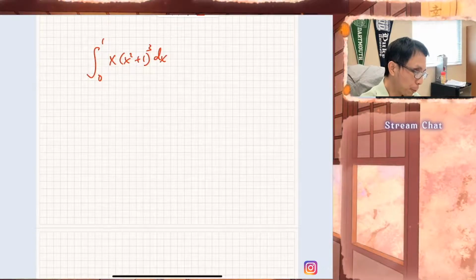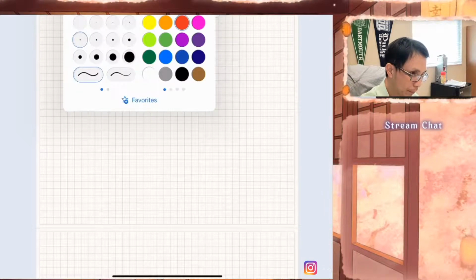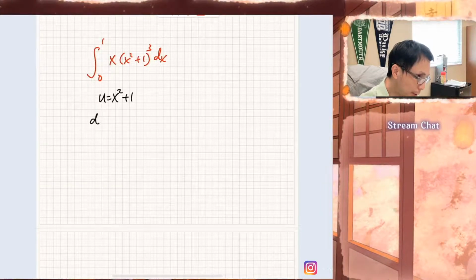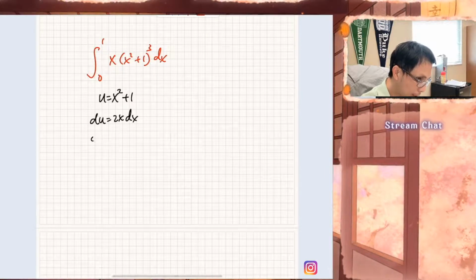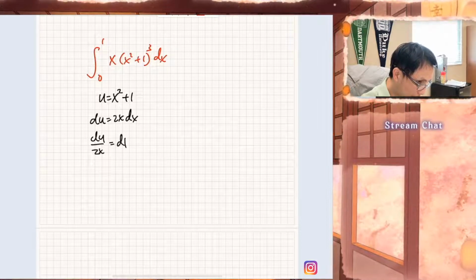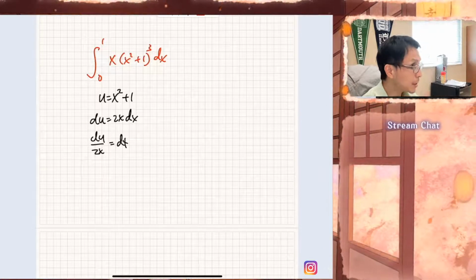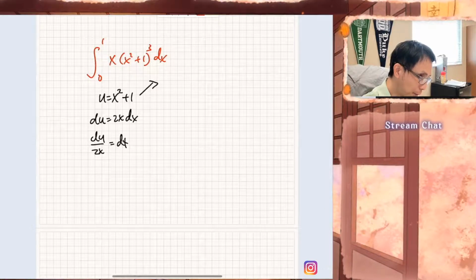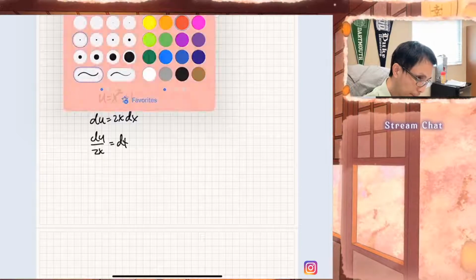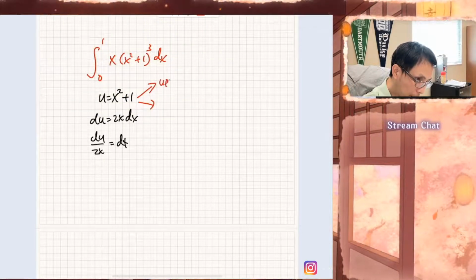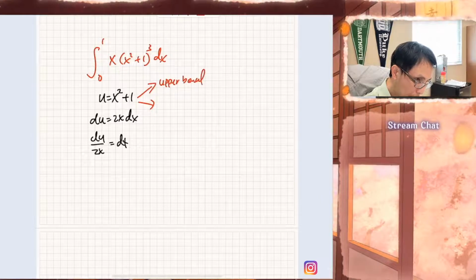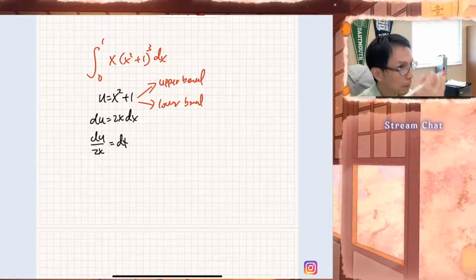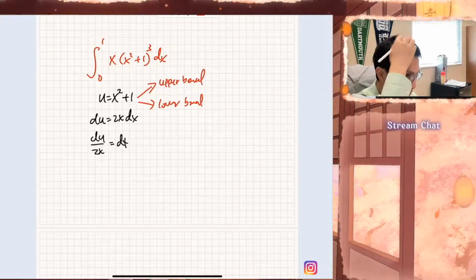So what is u here? u equal to x squared plus 1, right? du is equal to 2x dx. du over 2x is equal to dx. This one's easy, something we know already. But not only that, draw two different arrows here: upper bound, lower bound. On the AP exam, they want you to change the u bound. For the boundary, they don't want a value of x, they want a u bound.